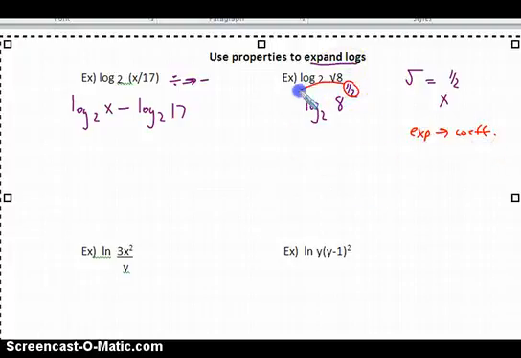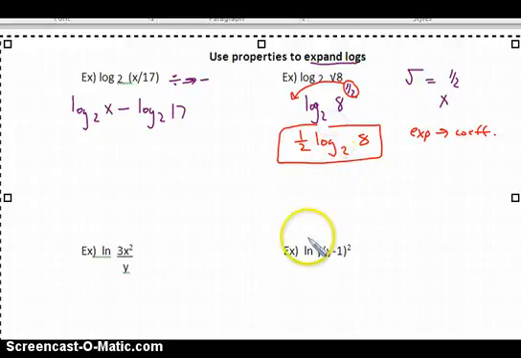So I'm going to change my exponent of 1/2 and write it as a coefficient out in the front. So it's going to be 1/2 times the log base 2 of 8. And that's as far as I can expand this one. I can't expand it into multiple logs. So sometimes we can't expand it into more than one log, and this would be an example here.